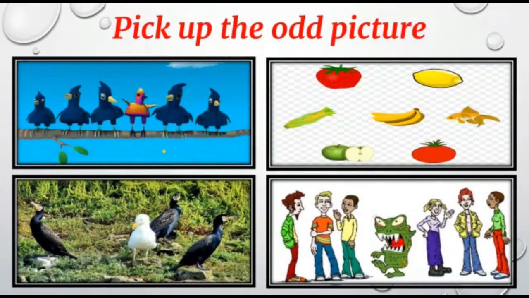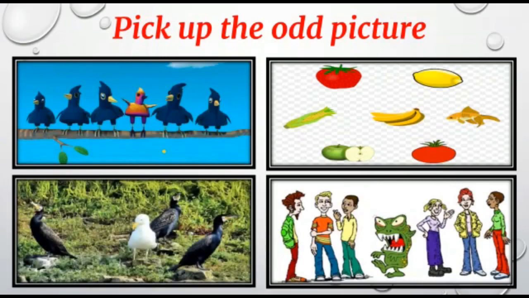On your screen, you can see images of different pictures. The topic is pick up an odd picture. In the first picture, you can see five birds and in between them one different bird. So the bird which is different, we call it odd. In the next picture, you can see fruits, and along with the fruit, one fish, which is not a fruit. So again, the fish is the odd picture.